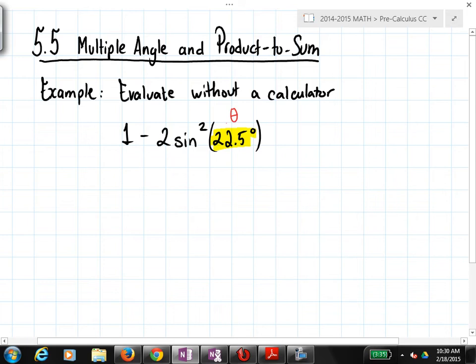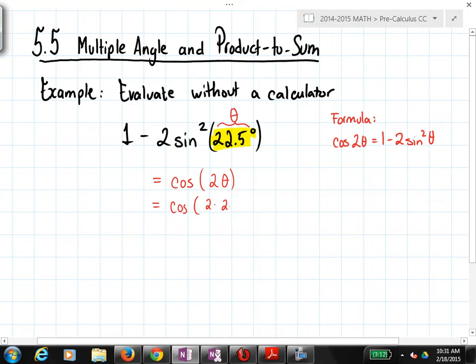So I'm going to call this theta. And according to the formula, we know that cosine of 2 theta is equal to 1 minus 2 sine squared of theta. And so I'm going to replace all of this with cosine of 2 theta, but theta is just simply 22.5. So what's 2 times 22.5? It's like I'm asking you, what is cosine of 45 degrees?